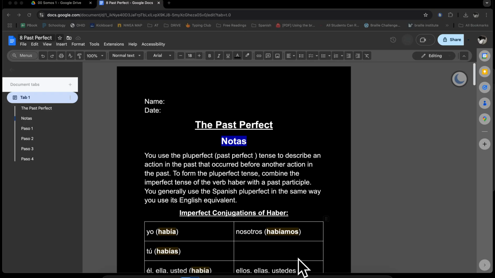Now, the way that we're going to form the past perfect, or the pluperfect, is to use a form of haber, but in the imperfect tense. So instead of he, has, ha, hemos, han, we're going to use había, habías, había, habíamos, and habían. Había is spelled H-A-B, I accented A, and you just add on your endings. Había, habías, había, habíamos, habían.